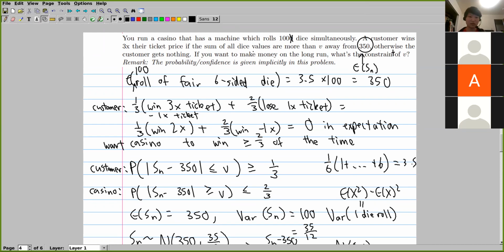Casino wants to make money in the long run. So it turns out that to make money, the casino has to win 2/3 of the time. I thought it was Sn minus sigma root n over z. Wait, the root n and the n? Sorry, I'm not quite sure what you mean.